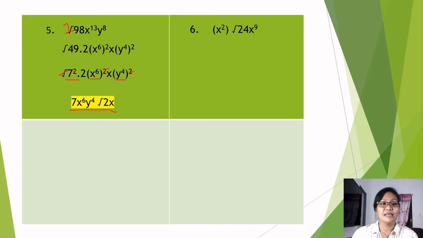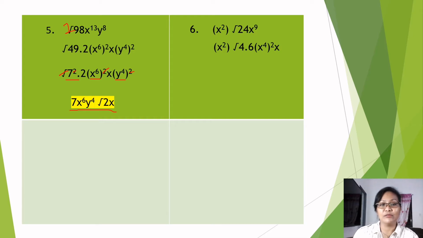Number 6, x squared times the square root of 24x to the 9th power. First, we're going to factor the radicand. So copy the terms outside the radical sign. So we have x squared, then square root of 4 times 6, x to the 4th squared, and then x.